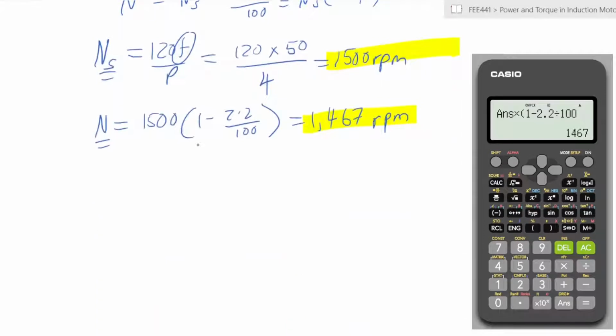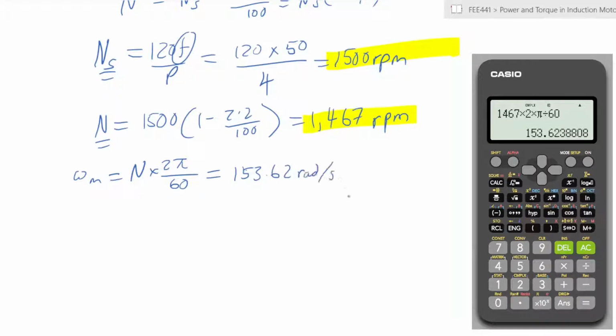Let's look at angular speed. Omega m is given by n times 2 pi over 60. So it's just a conversion of the speed. So you'll have 1467 times 2 times pi divided by 60. That shouldn't be wrong. Yes, there it is. 153.62 radians per second. Okay.